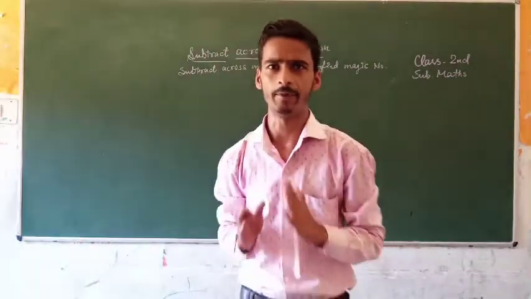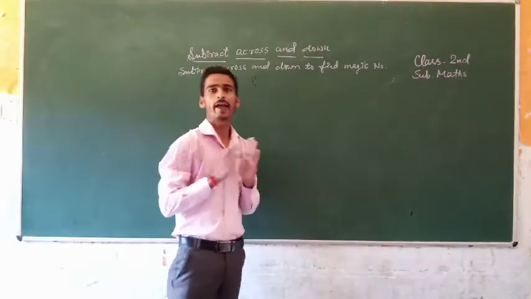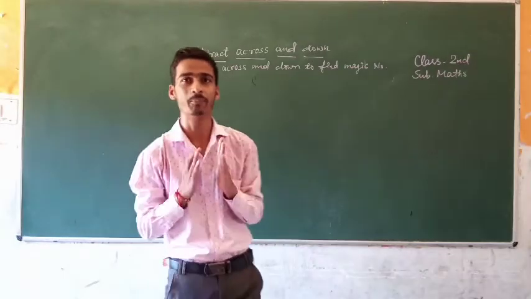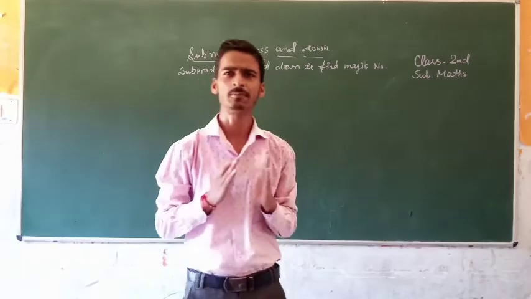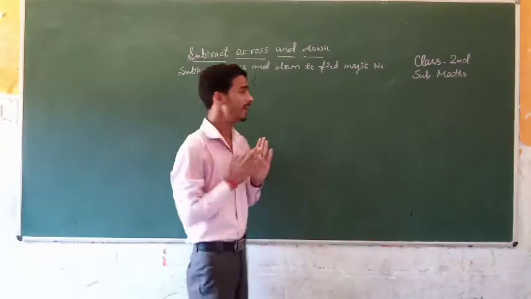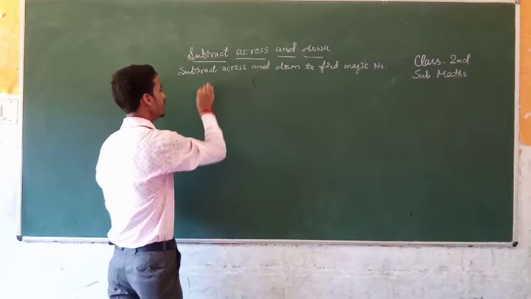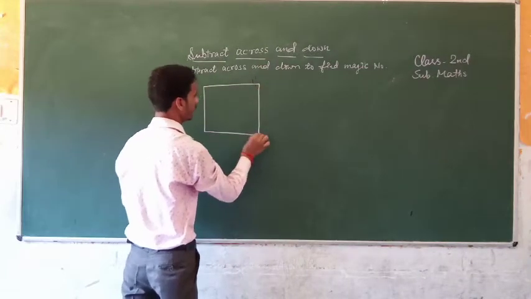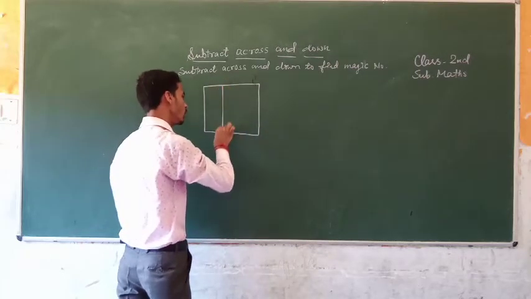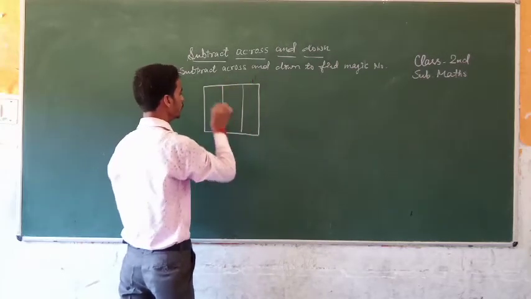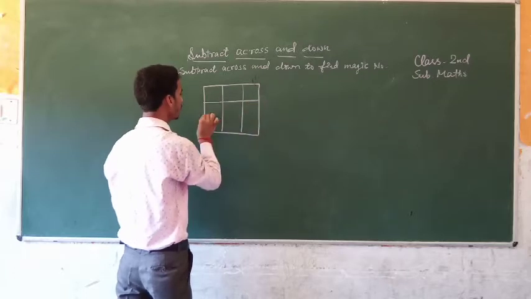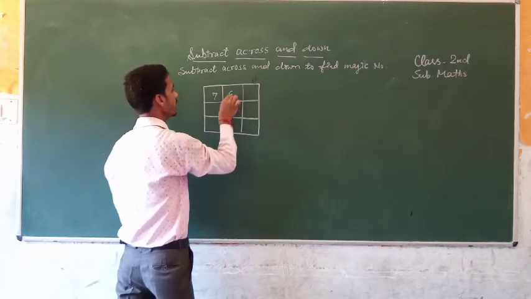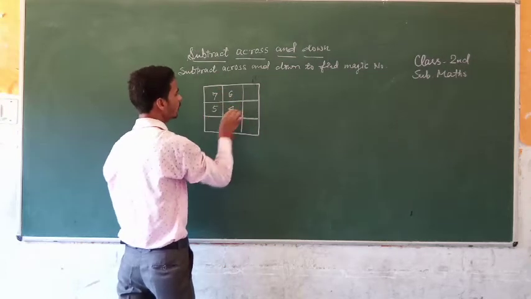Why? Listen carefully, everyone. Why is it saying that we will find a magic number? Let's see an example. There is a grid. In this grid there are 3 columns and 3 rows, 9 equal boxes. And here are 7, 6, 5 and 4.